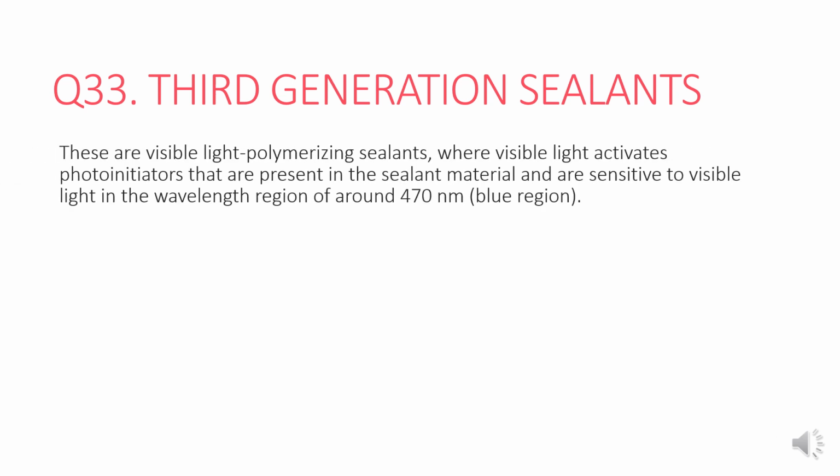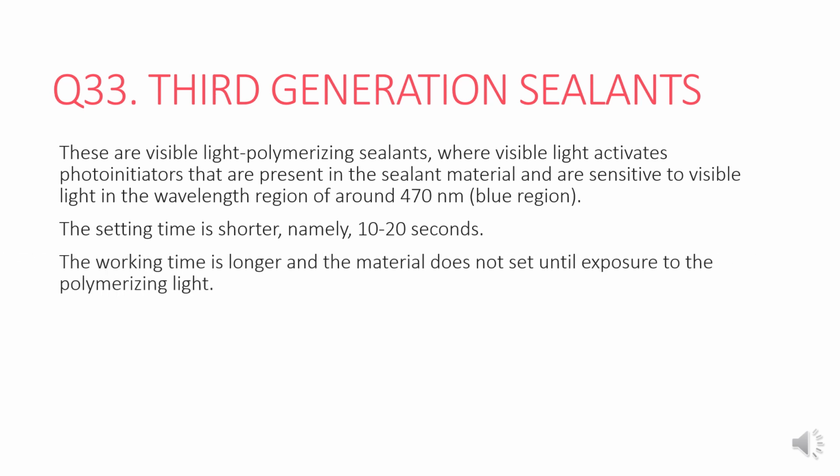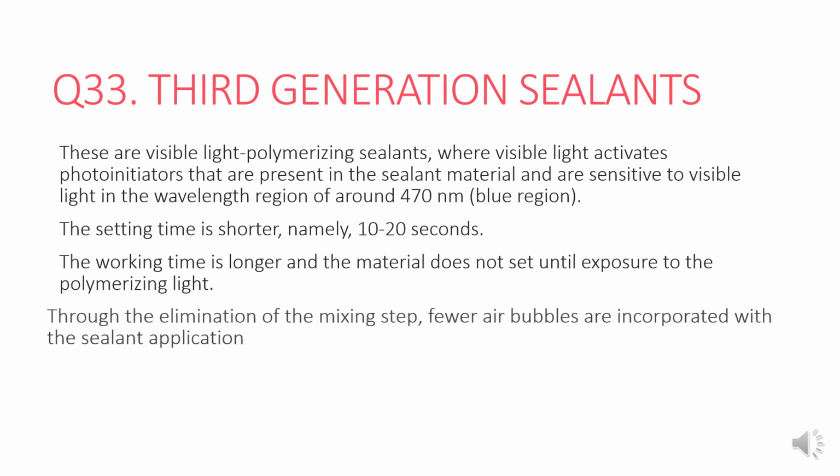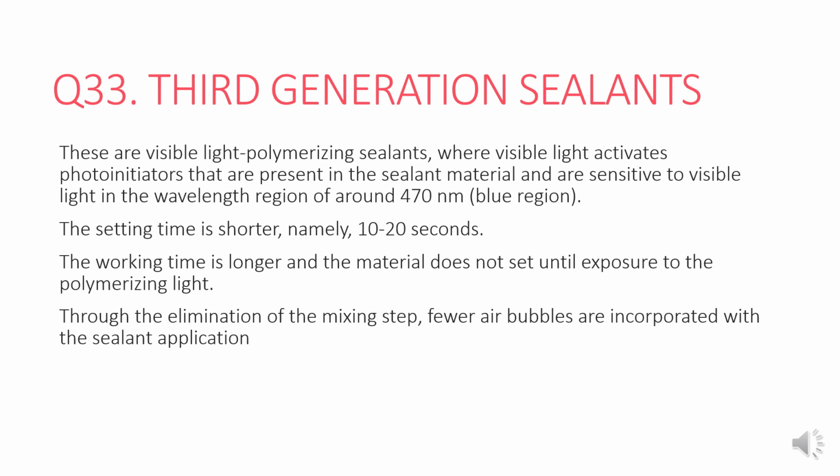These are visible light polymerizing sealants where visible light activates photoinitiators that are present in the sealant material and are sensitive to visible light in the wavelength region of around 470 nanometers. The setting time is shorter, namely 10 to 20 seconds, and the working time is longer and the material does not set until exposure to the polymerizing light. Through the elimination of the mixing step, fewer air bubbles are incorporated with the sealant application.